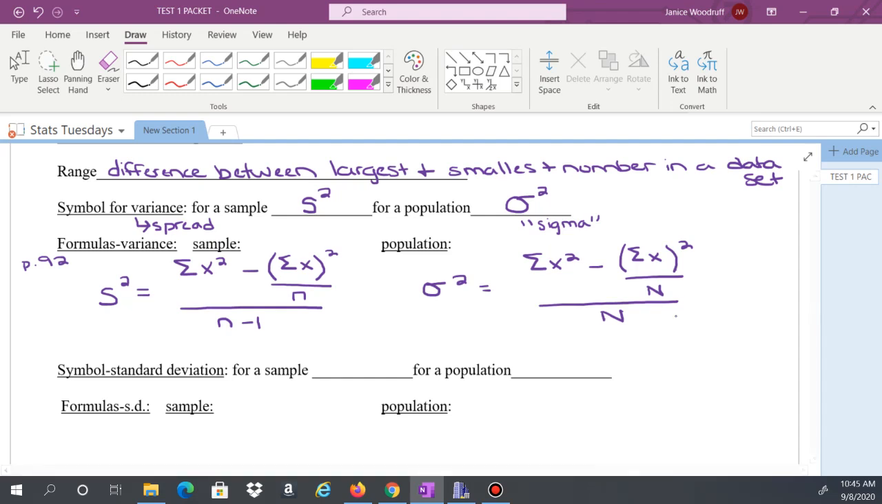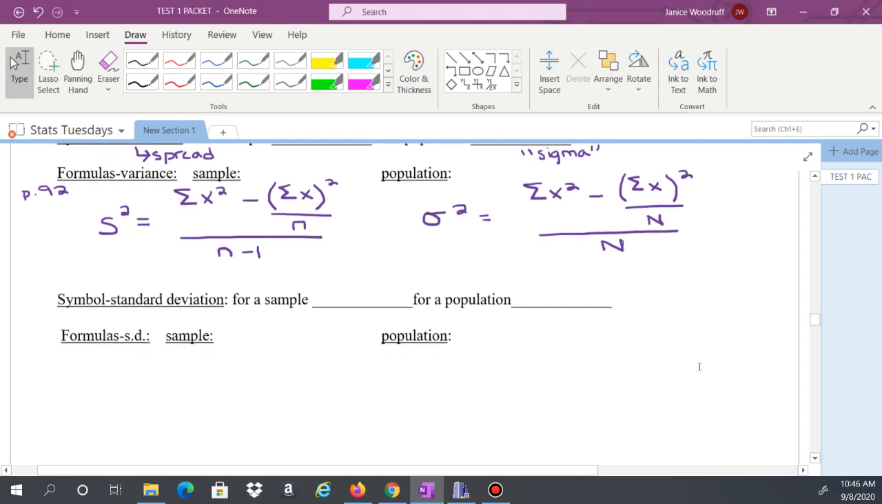Okay, and these formulas will be given to you on the formula sheet on the test. And your calculator does them as well. But we're going to do them by hand first. Okay, let's do standard deviation, and then we will do some problems. So standard deviation is going to be one of the most important calculations that we do in statistics.